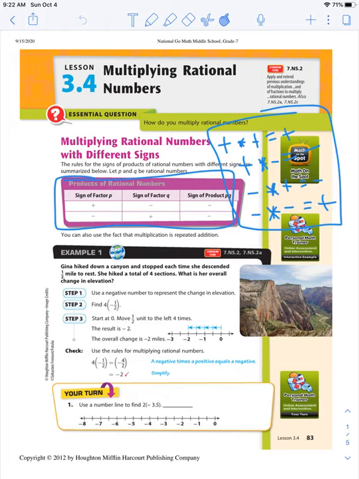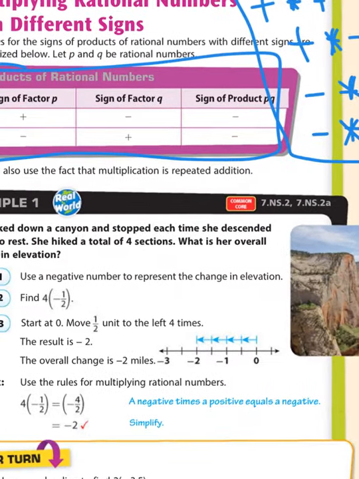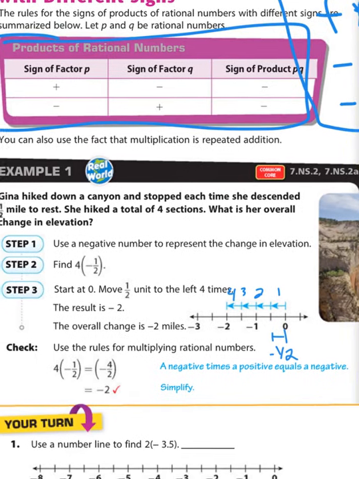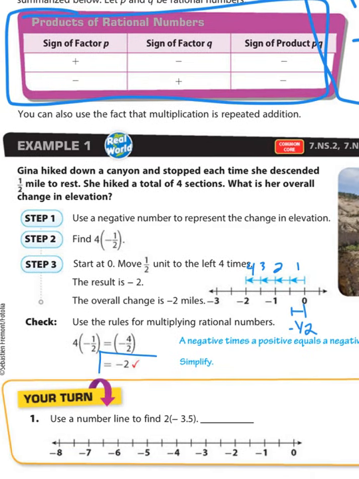Remember, multiplication is also repeated addition. Negative 1/2 4 times is going to be like negative 1/2 plus negative 1/2 plus negative 1/2 plus negative 1/2. So we can also represent multiplication on a number line just like we represent addition on a number line. We're going to start at 0 and then make 4 increments of negative 1/2 each. So each one is negative 1/2. We add all those together and we end at negative 2.